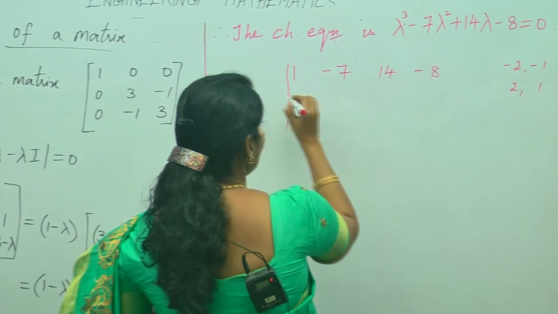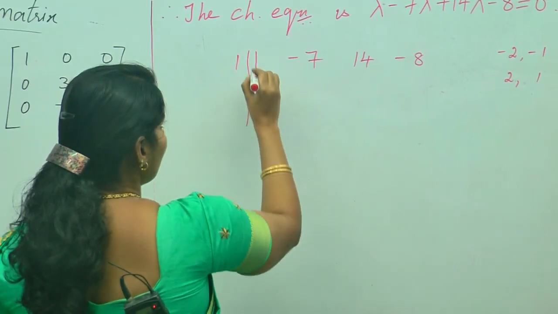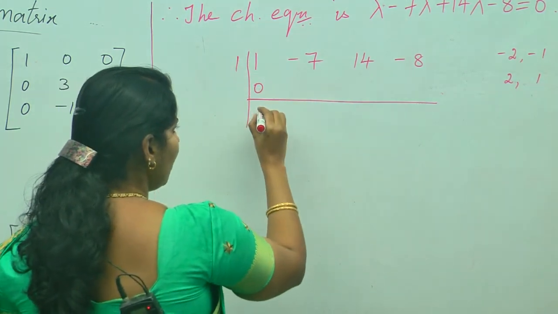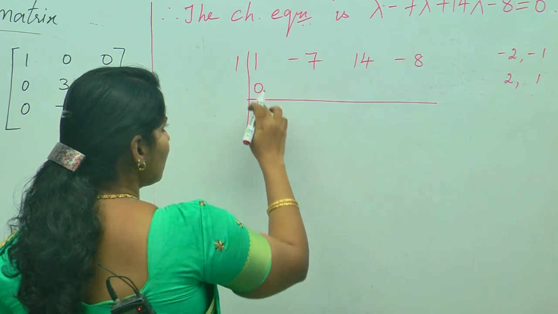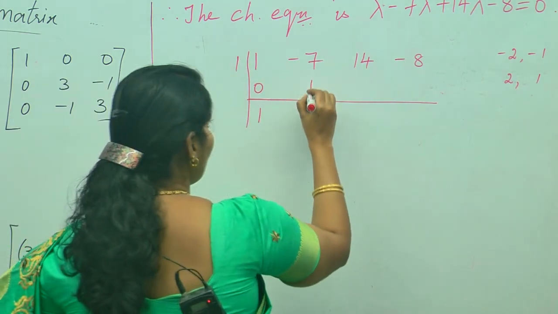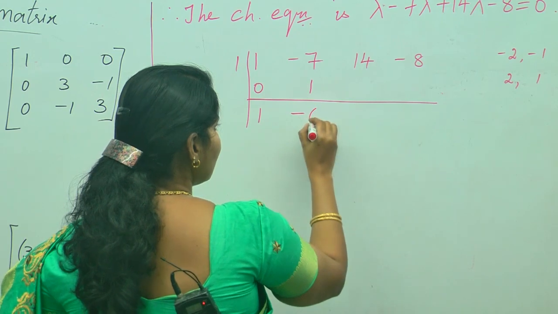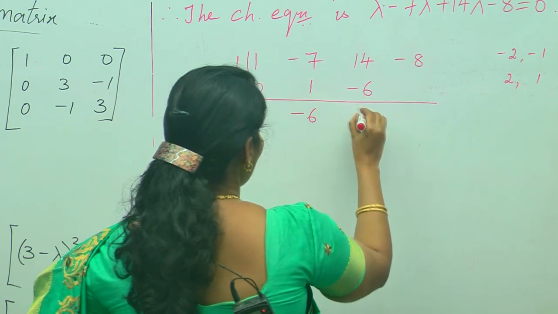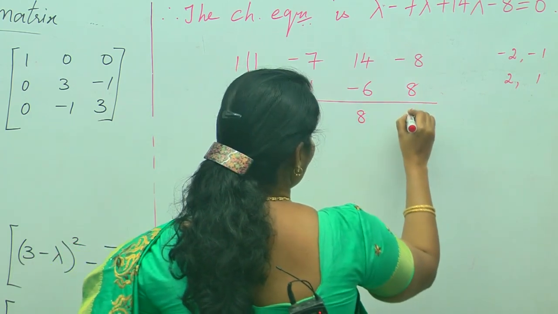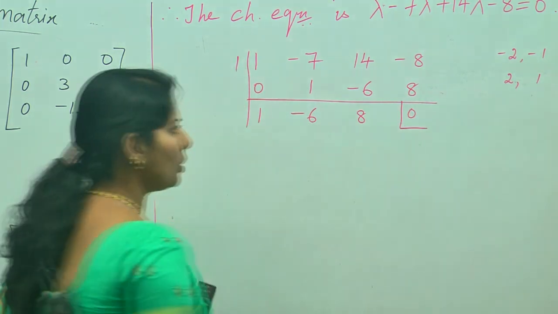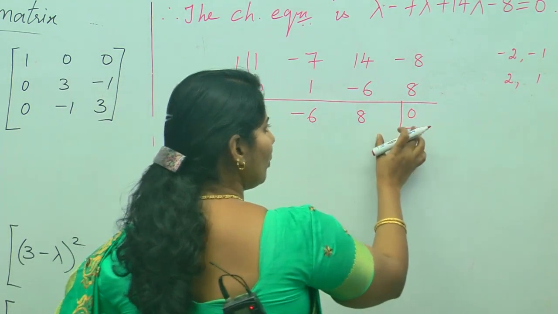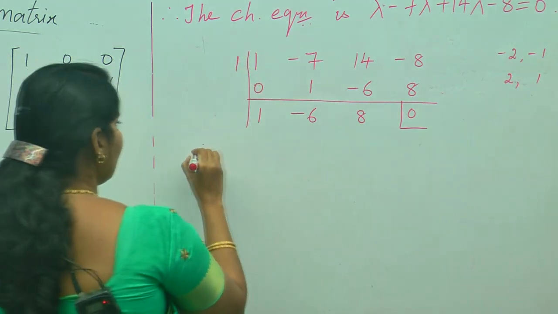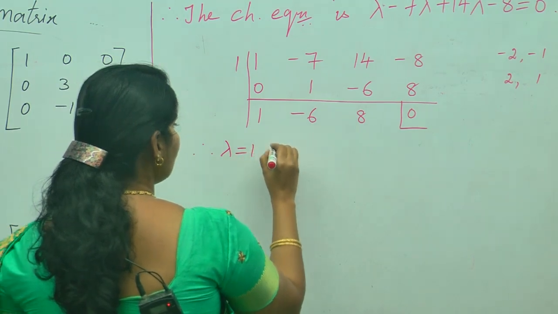Now, first step, I am going to solve it with 1. Always put 0 for the first element. You will get 1 plus 0 will be 1, and then multiply with this, with the root. 1 into 1, 1, minus 7 plus 1, minus 6, minus 6 into 1, minus 6. Again this will give you 8, 8 into 1 will give you 8, 8 minus 8 is 0. Are you getting the remainder as 0? Therefore, we can take the root as 1. Therefore, we can say lambda is equals to 1 is a root.